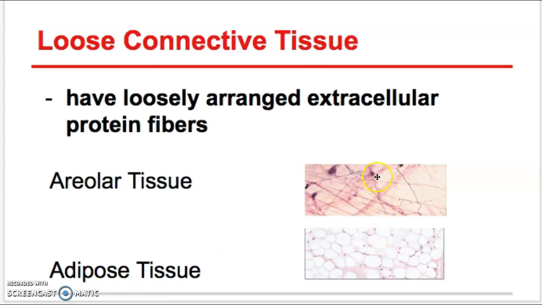So in areolar tissue, here's the cells, and here are these very loosely arranged fibers. In adipose tissue, you can't see the fibers so well, but I wanted to indicate, this is a cell right here. That whole thing is a cell. And so that is a pretty large cell, right? You can see only one nucleus on each of these bubbles. And that's how we know this whole bubble is a single cell.